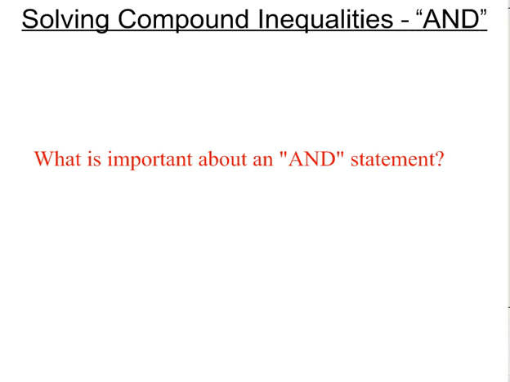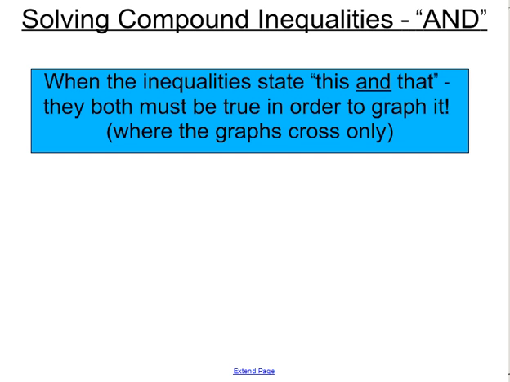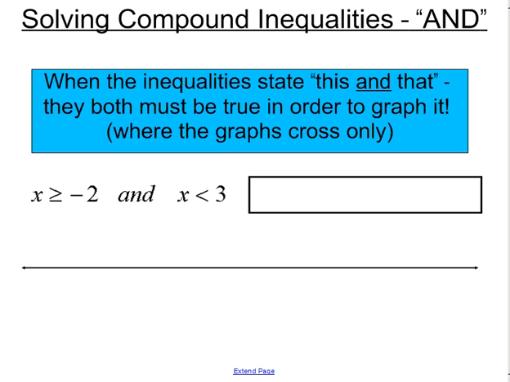So if you look at your power notes, at the top, it says, when the inequalities state this and that, they both must be true in order to graph it. And we're talking about where the graph crosses only. Okay, where the graph crosses only. So let's take a look at what this and that would look like in terms of a graph. So let's say I had x is greater than or equal to -2 and x has to be less than 3. So let's take them individually.